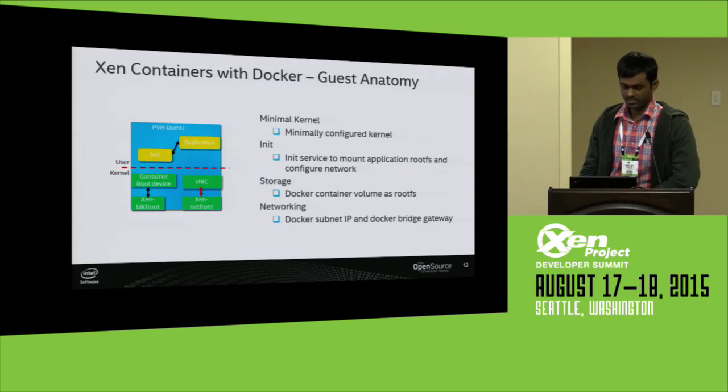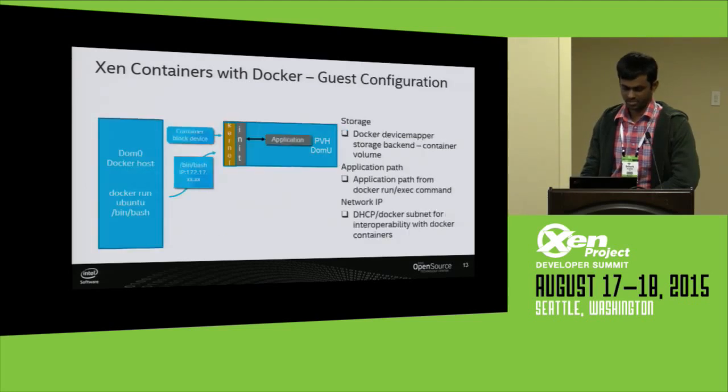As I said, we use the same Docker container volume that has been created by the Docker daemon on the host. We expose that as a root device to the guest. For networking, we can use the same Docker subnet IP, and if we use the Docker subnet IP, we can bridge any other container running on the same host so that they can interoperate with each other: this Xen container and any other bare metal container running on the same host.